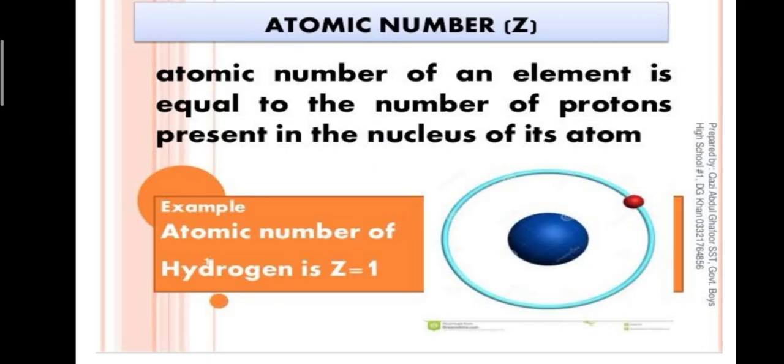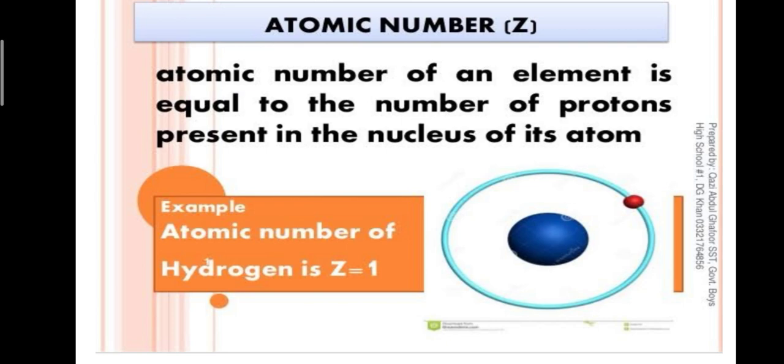Now here you will see the atomic number is denoted by the capital letter Z, and the atomic number of an element is equal to the number of protons present in the nucleus of its atom. This is a perfect definition of atomic number. There is one example given: the atomic number of hydrogen is 1.